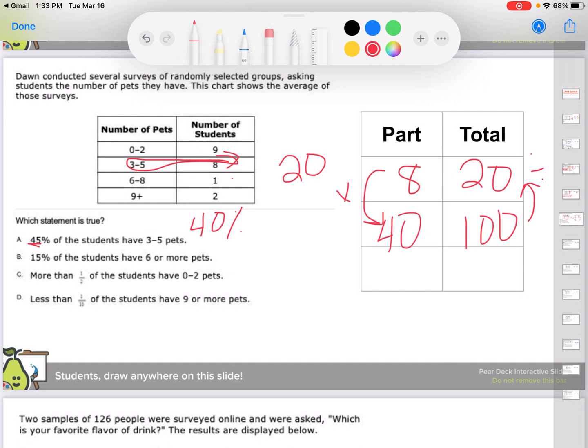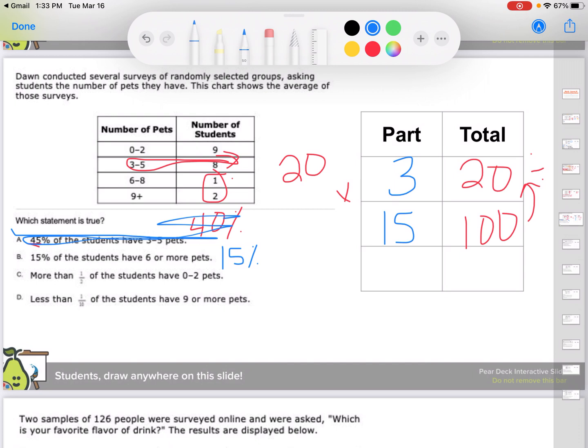It says 15% have 6 or more pets. 6 or more, so that would be 3 because the 9 plus people count. So I don't have to erase the other part, I just have to change the 3. So I'm going to do 100 divided by 20 in my calculator, and then I'm going to multiply by 3. Well, I do get 15%. So I think this one's more accurate than that one, so I'm going to cross out A, and I think it's B.